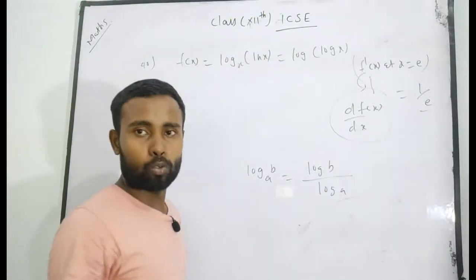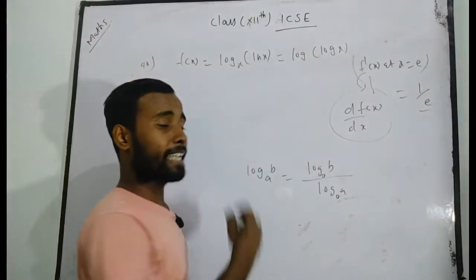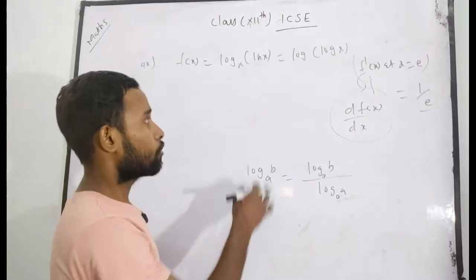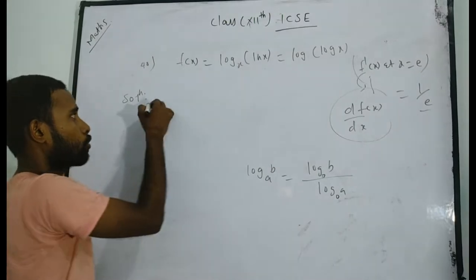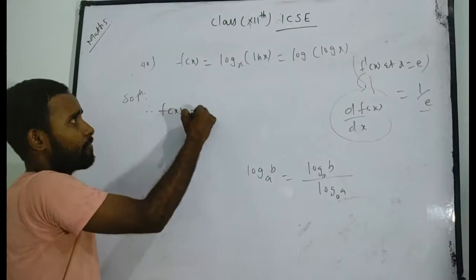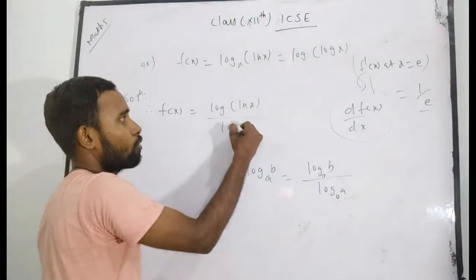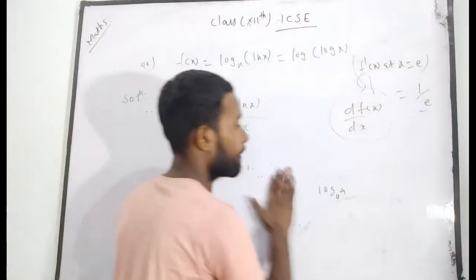And as you wish, you can take here in base anything. But as you know that in calculus mostly I will always use base e. So I will take base e. So try to use this property here. In that case, from this question f(x) will be log ln x by log x. I think you understand very well. Now you have to differentiate on both sides with respect to x, which will be very easy for you.